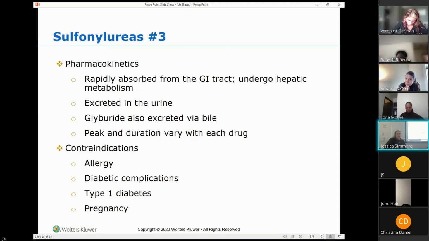Contraindicated, of course, in allergy and diabetic complications. It is contraindicated in type 1 diabetes because the patient has to have functioning beta cells. If you don't have functioning beta cells, you are not capable of producing more insulin.